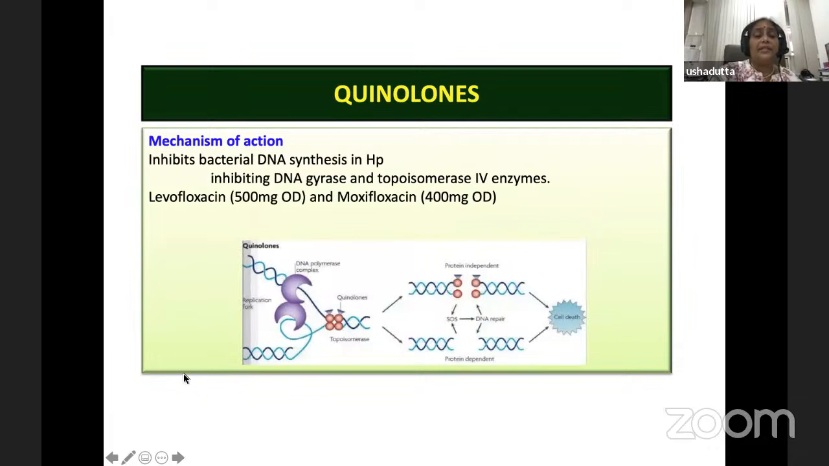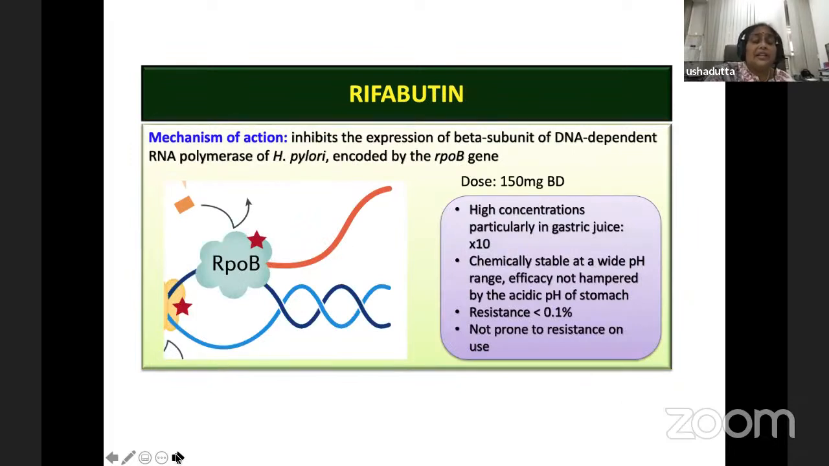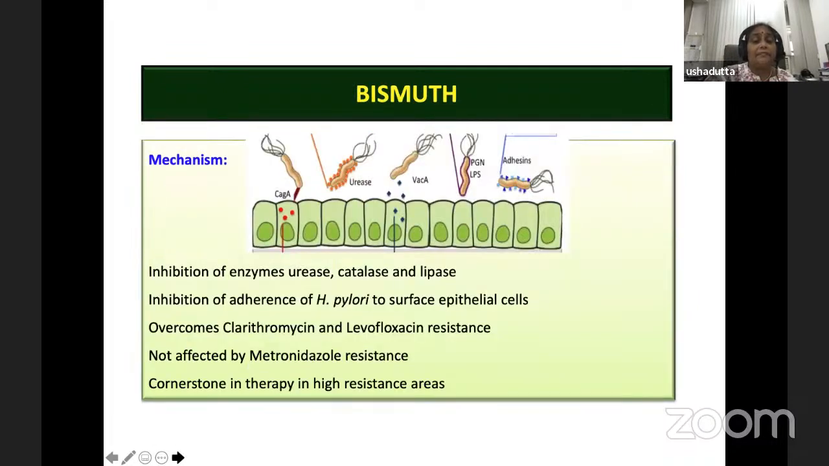Quinolones again inhibit the DNA synthesis, and levofloxacin and moxifloxacin have been used in H. pylori treatment. Metronidazole has an important role. However, in India, it has very high resistance, so we don't use metronidazole in eradication of H. pylori in India. Rifabutin is a second-line agent which we use whenever we are having problems with eradicating with the first-line regime, and it is used in a dose of 150 milligrams OD.